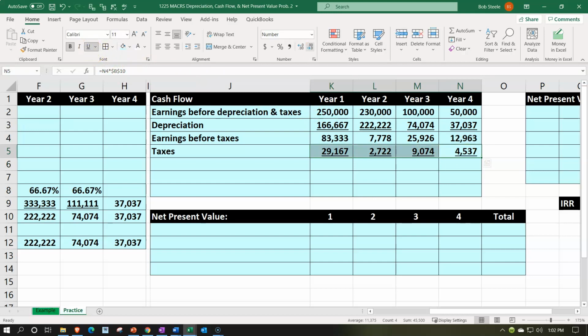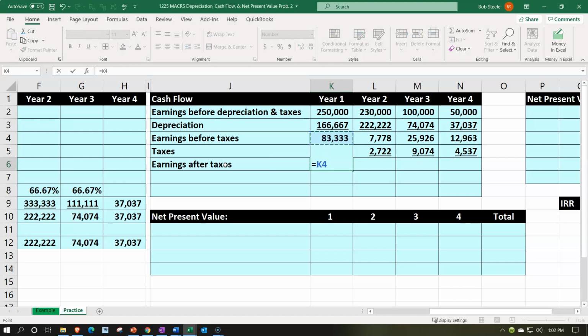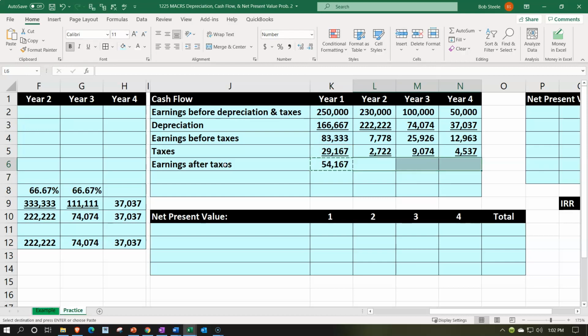Font group and underline, and then we're going to say we have the earnings after taxes is going to be equal to the 83,333 minus the taxes. Copying that, Control C, right arrow, holding down Shift, right, Control V, pasting it on down.